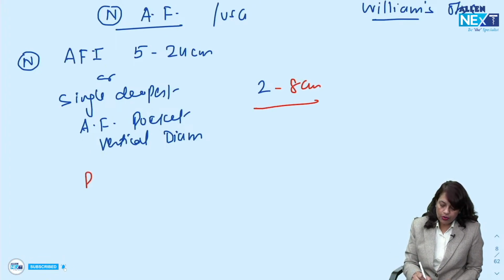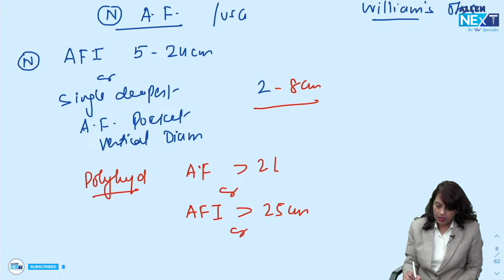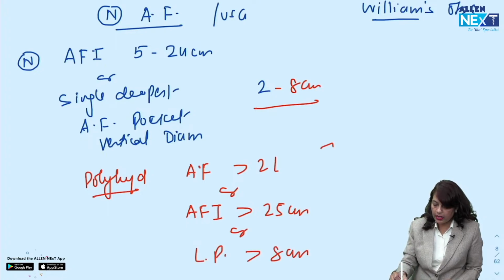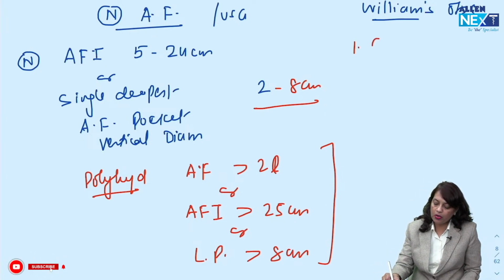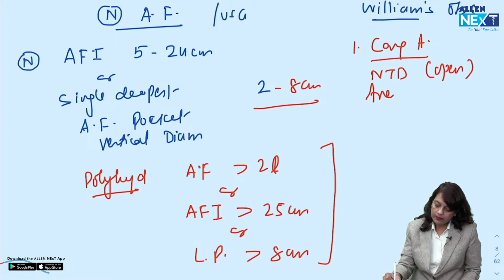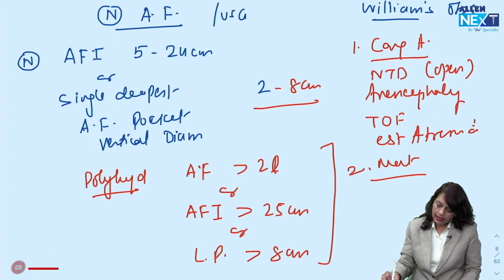Okay. Now, when do you call it as polyhydramnios? When amniotic fluid is more than 2 liters or amniotic fluid index is more than 25 centimeters or liquor pocket is more than 8 centimeters, we call it as polyhydramnios. So the causes for polyhydramnios are fetal congenital anomalies like neural tube defects, open neural tube defects, anencephaly, tracheoesophageal fistula, esophageal atresia. In the maternal it is diabetes.